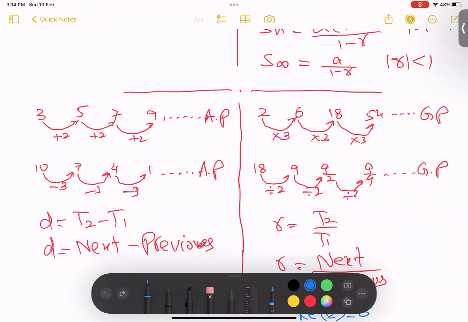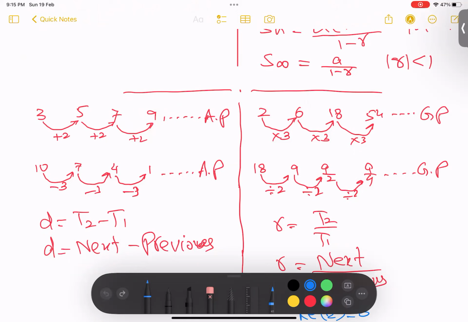And how to find the common difference? Second term minus first term. For example, let's have a look. Second term is 5, first term is 3. If I subtract, 5 minus 3, I get 2, which is the same. Not only this, I wrote a special formula below: next term minus previous term. For example, 9 is the next term, 7 is the previous term. If I subtract 9 minus 7, you get again 2. So we can get it easily. So the common difference formula is available here.